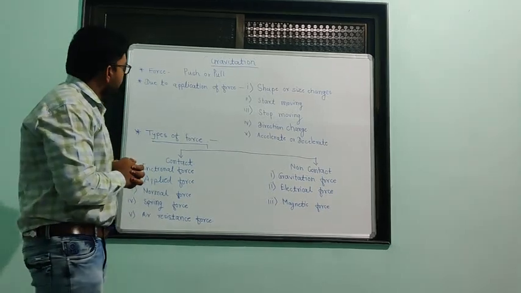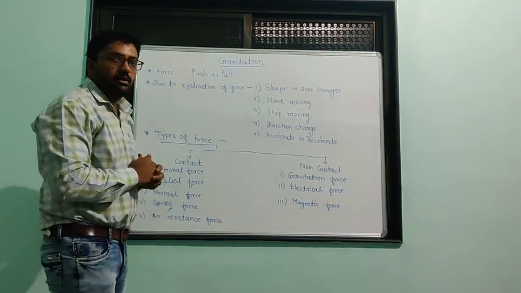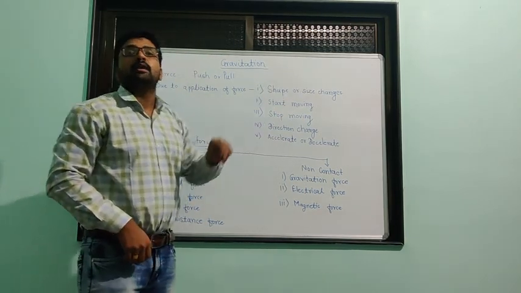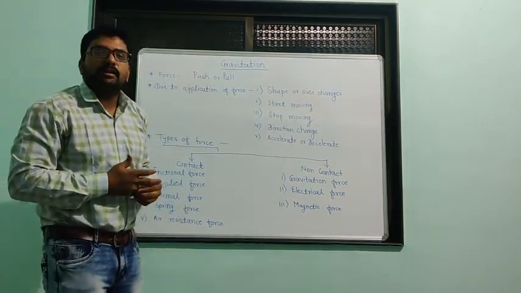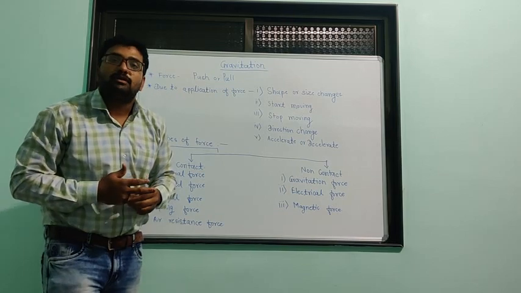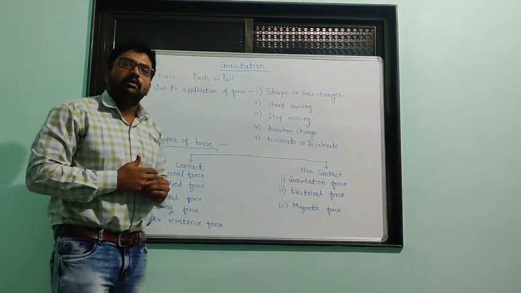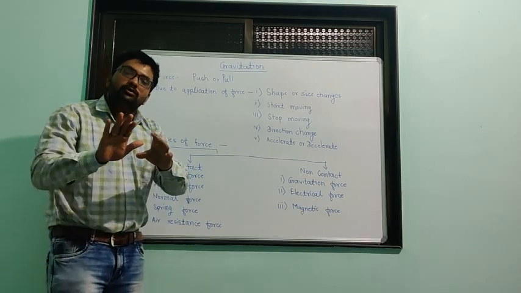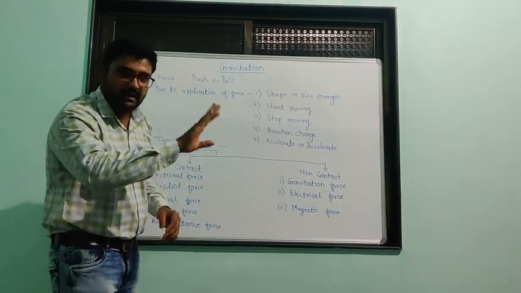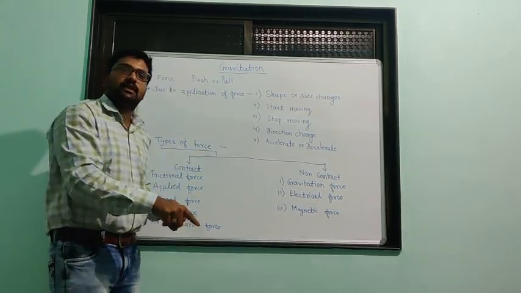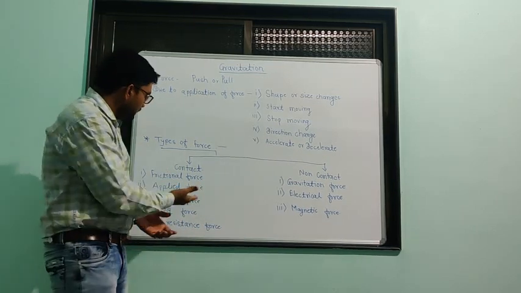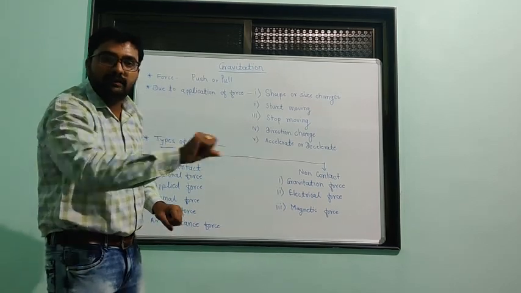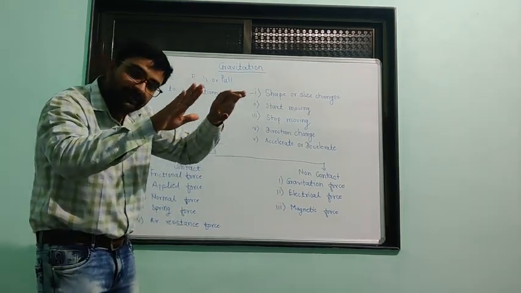Then next, due to the application of force, an object may stop moving. Suppose we are driving a motorcycle. When we reach a certain position and we have to stop, then we apply the brake. Friction is a force too. Due to the application of that frictional force, our vehicle is stopped.